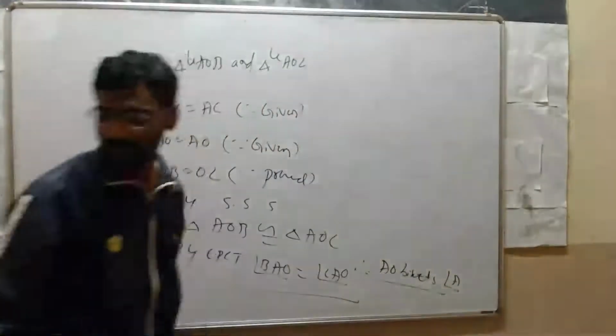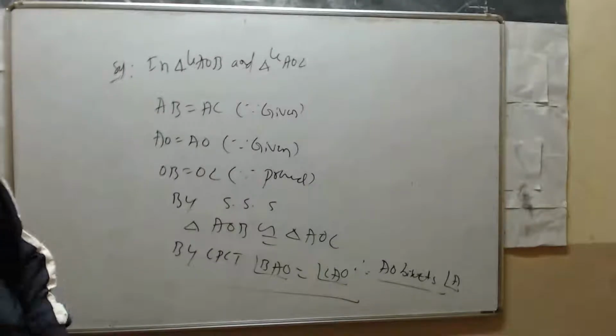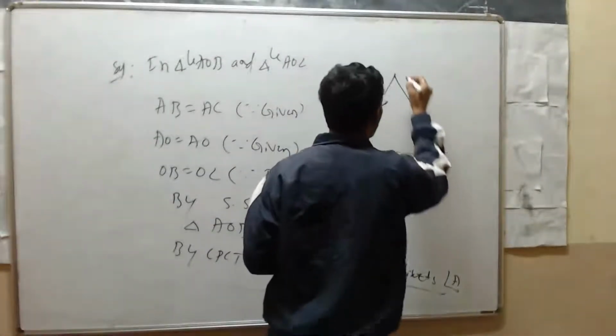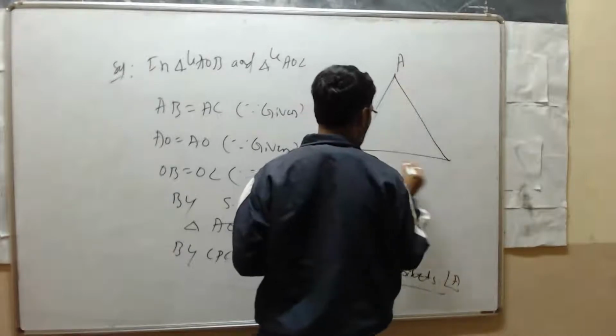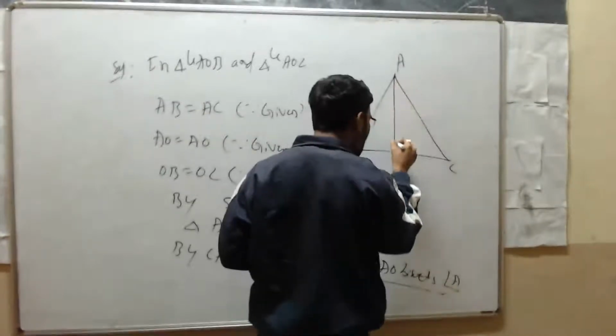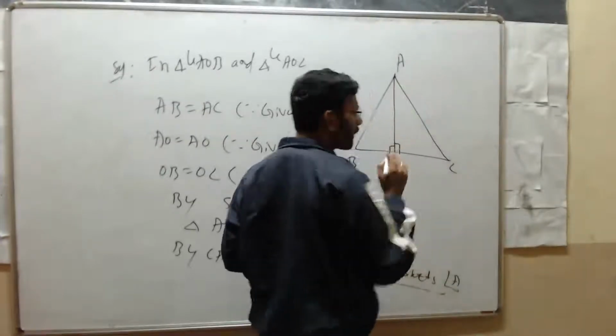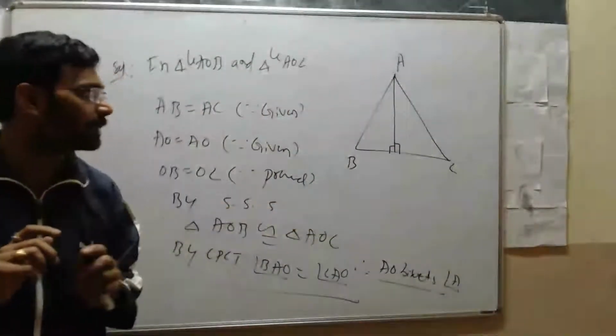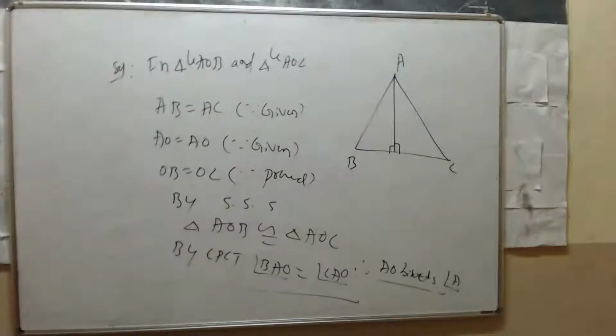AB equals AC. Okay, the diagram is given. Triangle ABC, then AD is the perpendicular bisector of BC.